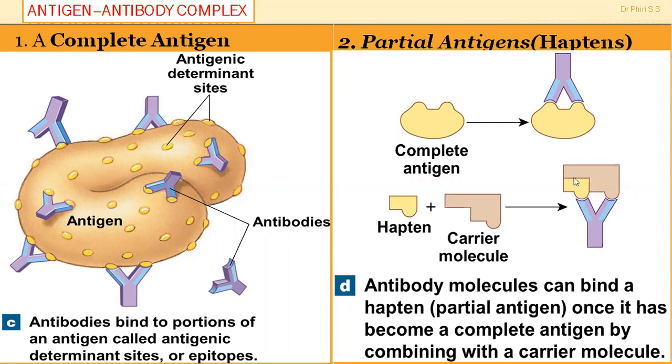So the hapten can only bind to one side, but for it to be destroyed, you need another molecule to go and bind to the other side, because the hapten is just binding on one side. There's a carrier molecule, the carrier protein that could be part of the normal cell that will bind to the hapten. Then they will complete the binding to the antibody that will result into destruction of the hapten and also the carrier protein. So if this carrier protein is part of the normal cells, that cell will also be destroyed. So the antibody molecules can bind to hapten, the partial antigen, once it has become a complete antigen by binding with the carrier molecules, like I've already explained.